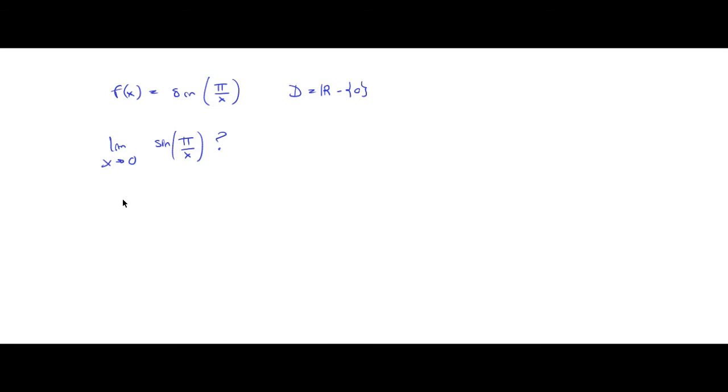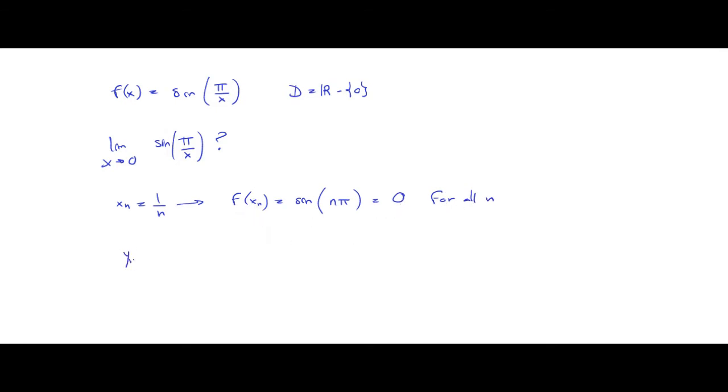So let's suppose we take a sequence, x sub n is 1 over n. So now f of x sub n is the sine of n times pi. Now the sine of n times pi is 0 for all n. So you could think that the limit of f when n goes to infinity is going to be 0.